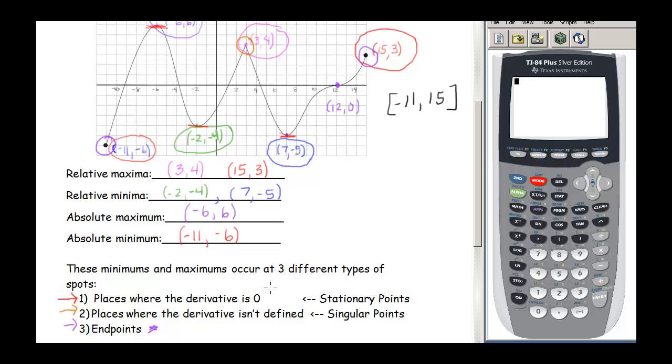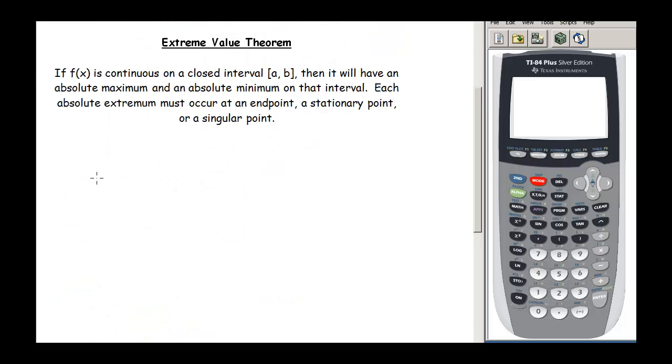So these maximums and minimums tend to occur at 3 different types of points. Places where the derivative is 0, and we call these stationary points. Places where the derivative isn't defined, like where you have sharp points or vertical tangents, those are singular points, and then the endpoints of the domain. Okay, so let's look at this extreme value theorem. It says that if f of x is continuous on a closed interval [a, b], then it will have an absolute maximum and an absolute minimum on that interval. Each absolute extremum must occur at an endpoint, a stationary point, or a singular point.